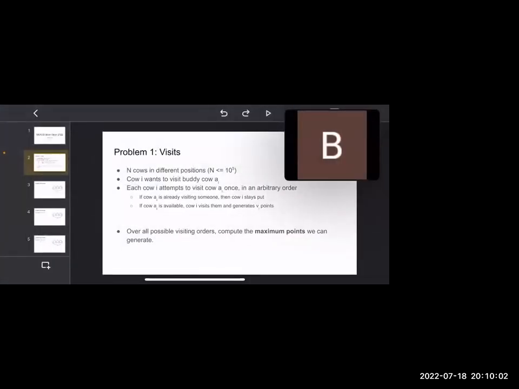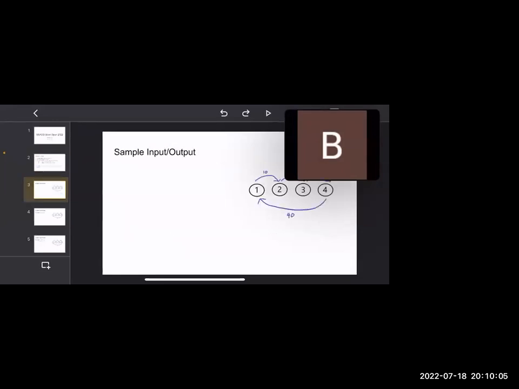Okay. So the sample input, let's just go over it. We have 4 cows. Cow 1 wants to visit cow 2, and if they do, they generate 10 points. Cow 2 wants to visit cow 3, and they generate 20 points. Cow 3 to cow 4, they will generate 30 points. Cow 4 to cow 1, if the visit happens, they will generate 40 points. So we have this configuration, and we want to find some kind of order in which to visit each other to find the maximum number of points.